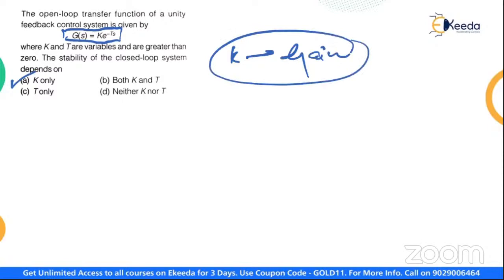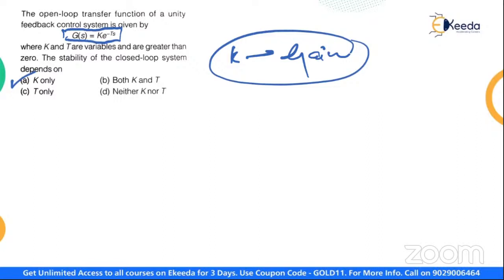Open loop transfer function is given. This T is a kind of time function. This T is given for the dead time, correct? Yes. Whenever there is a time lapse or time delay, this term will come. Now, where K and T are variables greater than 0, stability of the closed loop system depends on only one factor. What is that? That factor is K. What is K? K is nothing but gain. Because for this whole thing, your gain is nothing but K.